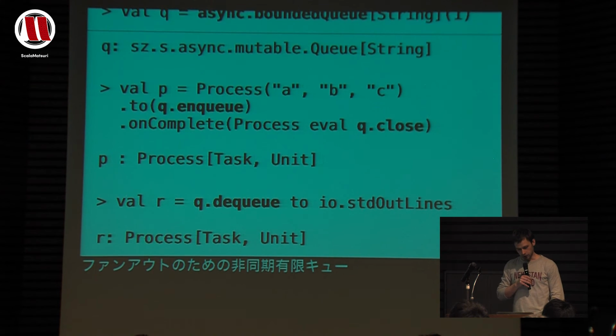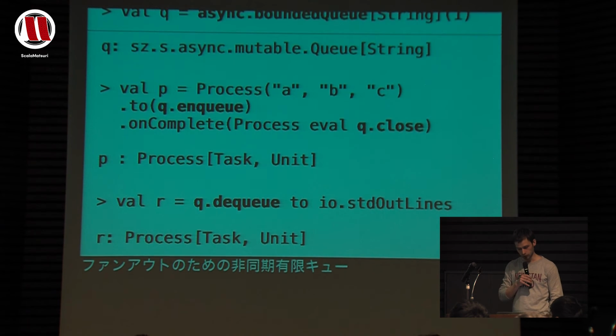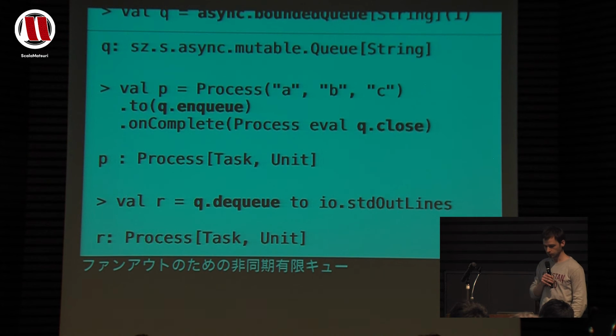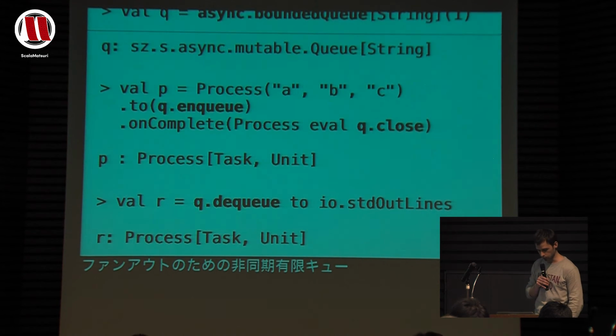And so now we have the process called P, which is a producer. And let's define a process R, which is the receiver. So the opposite process of enqueue is to dequeue. So we dequeue from the queue, which gives us back a process. And then we do nothing crazy, we just forward it to standard out lines. And that gives us back a process of unit again.